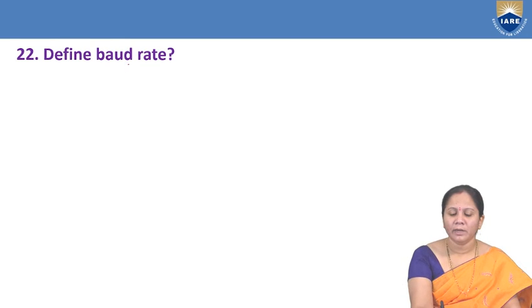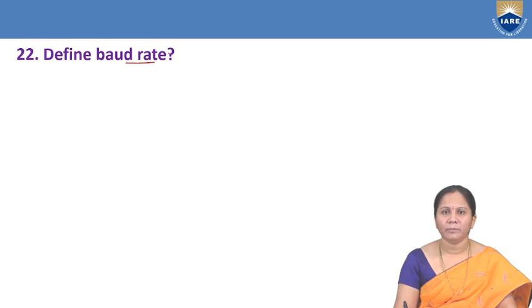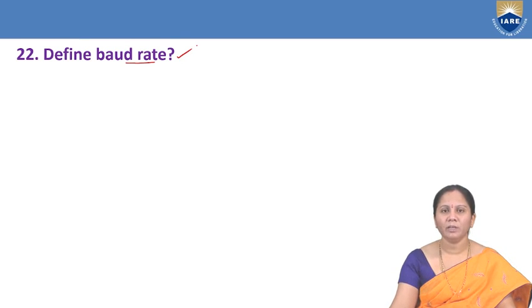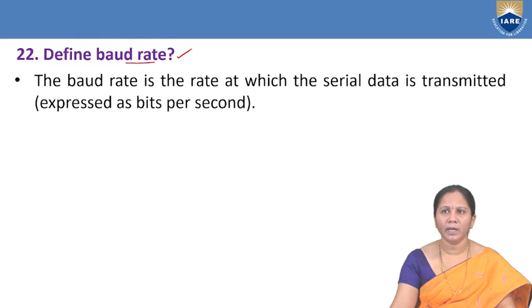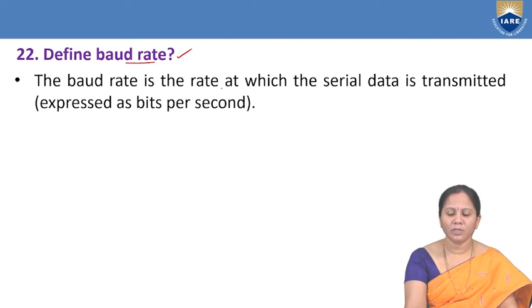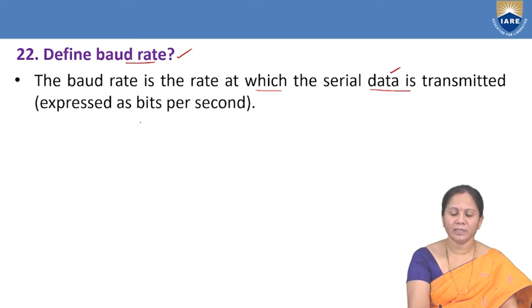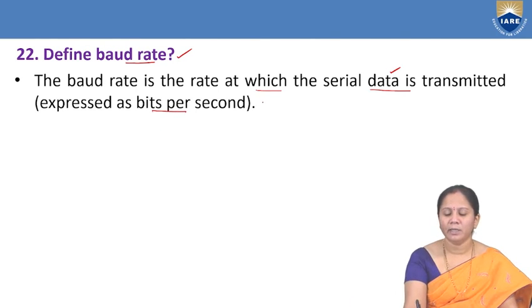And next, define baud rate. This question is related to communication. Baud rate indicates the number of bits transmitted per second, either 0 or 1. The baud rate is the rate at which the serial data is transmitted. The serial data can be represented in the form of bits per second. The unit is BPS.